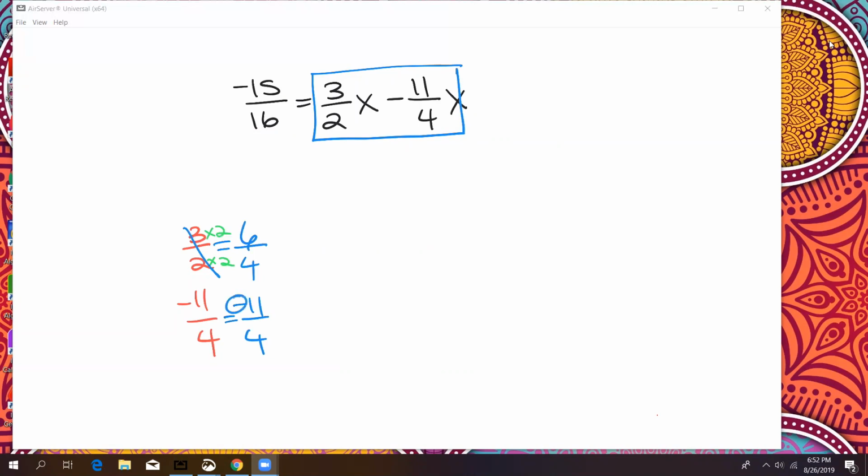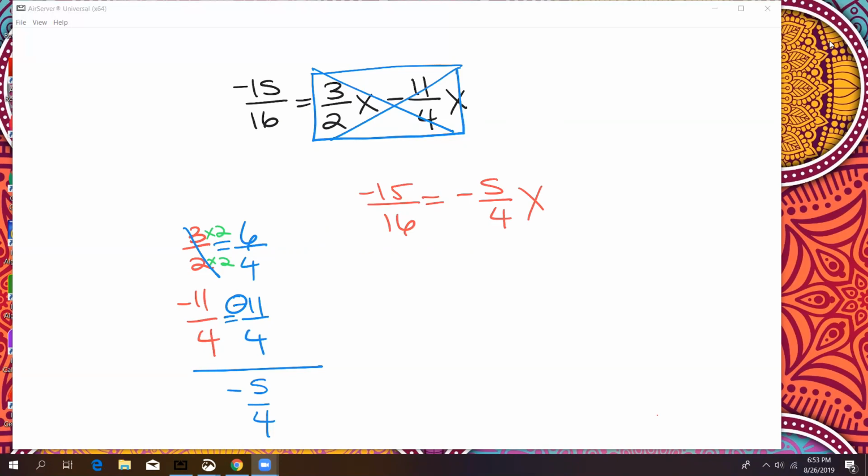Now we can subtract them. 6 over 4 minus 11 over 4 is negative 5 over 4. So all of this right here is negative 5 over 4x. And the left side stays the same at negative 15 over 16.